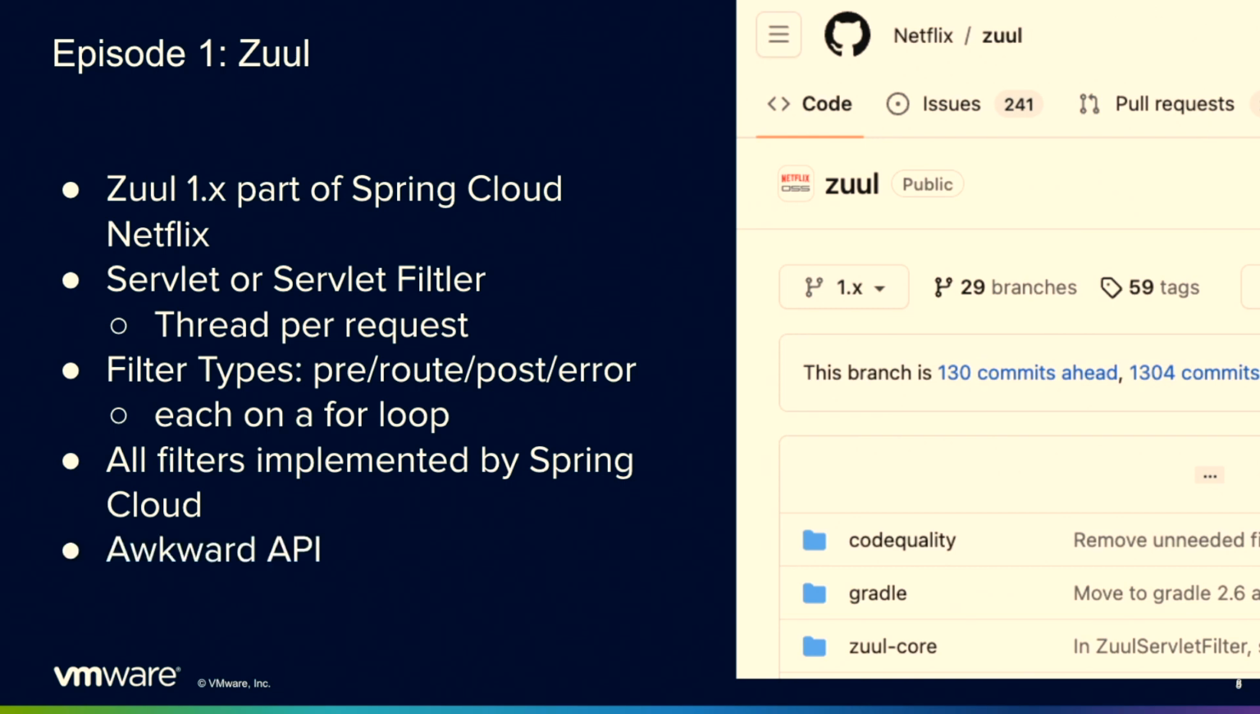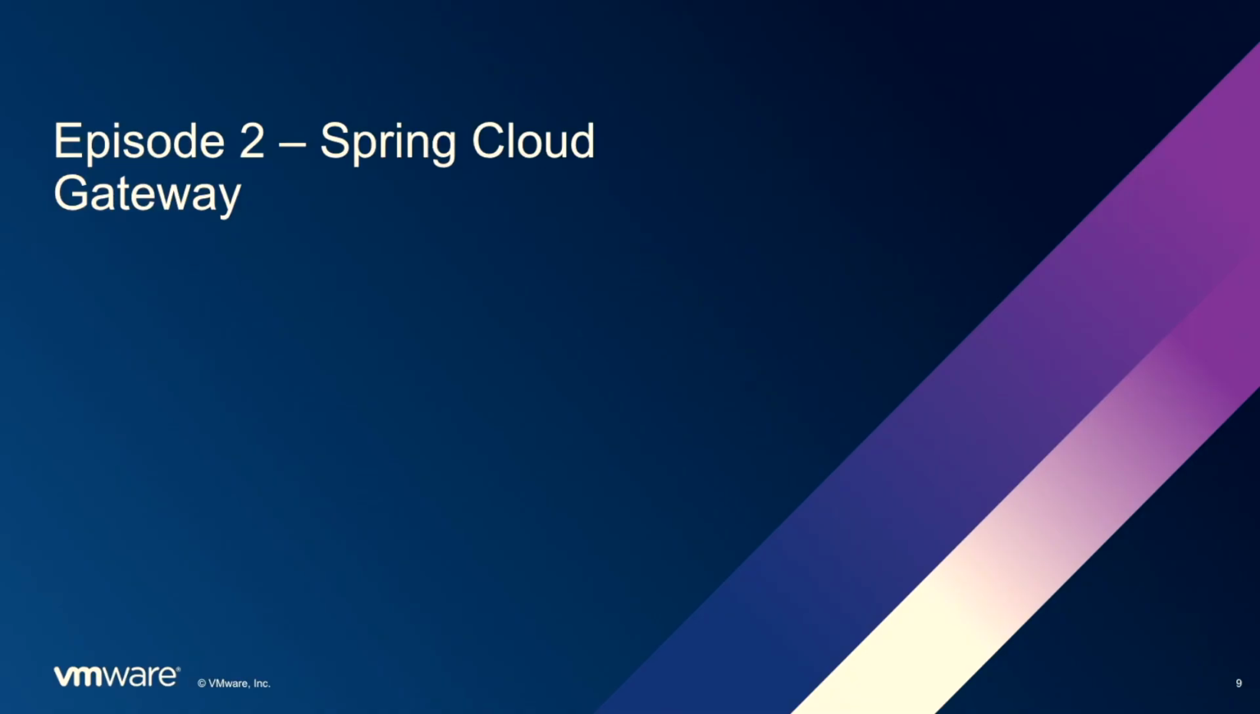Well, Zuul had an awkward API. If you've written a filter for Zuul, you know my pain. Like, return null. I'm like, why? There were static methods, and anyway, kind of awkward. And the only way you could match was a path. We didn't have any other options. But people liked it, people used it, it was fairly popular. We integrate with service discovery, with config server, all those different things. So it was pretty useful.